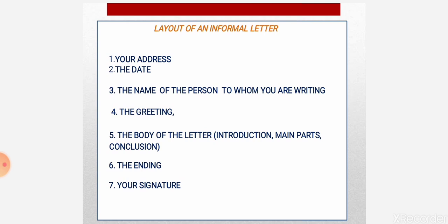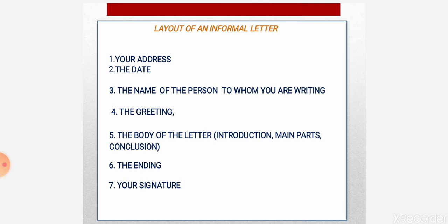In an informal letter we write the address. You have to write your address on the top left-hand side. So on the left-hand side at the top we write the address. After the address you have to write the date. Whatever date it is on the day you are writing the letter, you will write that date.